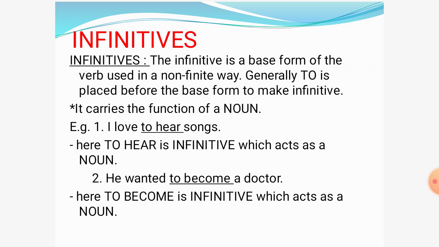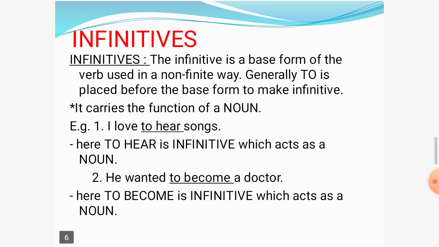He wanted to become a doctor. So, what did he want? He wanted to become a doctor. Okay? What he wanted? He wanted to become. So, to become is infinitive here, which acts as a noun. Whatever you are getting in the answer of what is known as noun. So, these examples are of infinitives here.